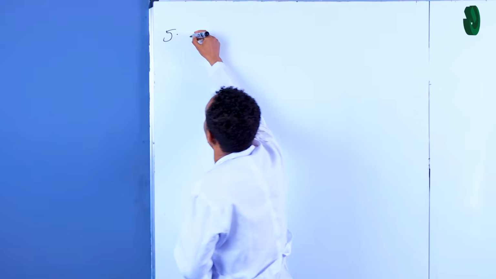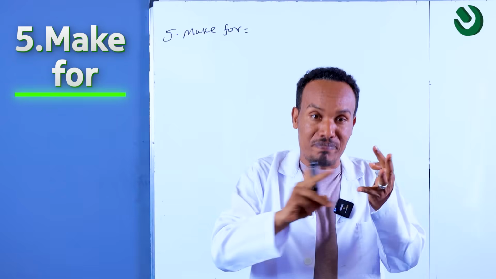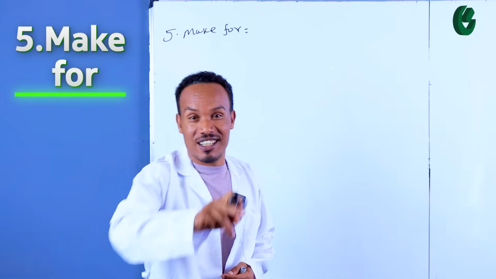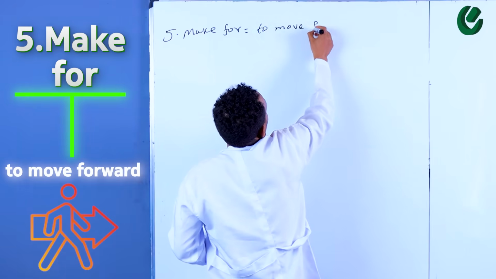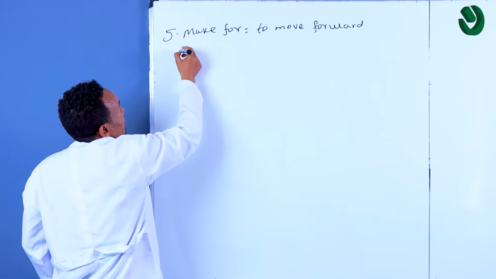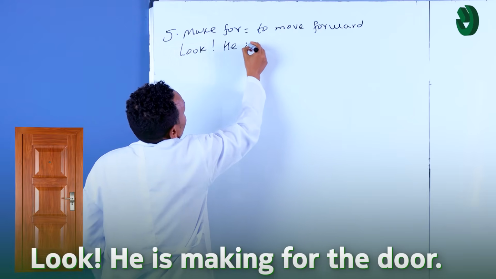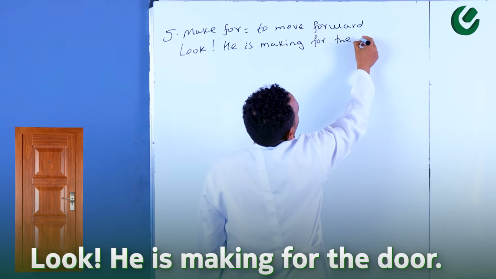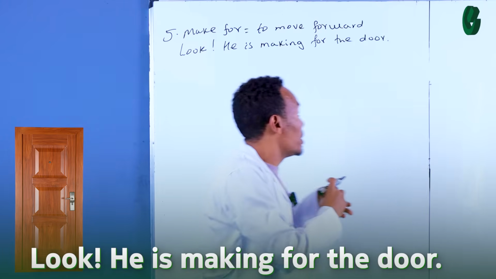All right. So the next one is make for. So what do you mean by make for? Make and for, right? What do you think is the meaning of make for? To make for means to move forward. What does it mean? To move forward. Okay? So, look. You can say, he is making for the door. What is he doing? He's moving to the door. Yes or no? Yes.